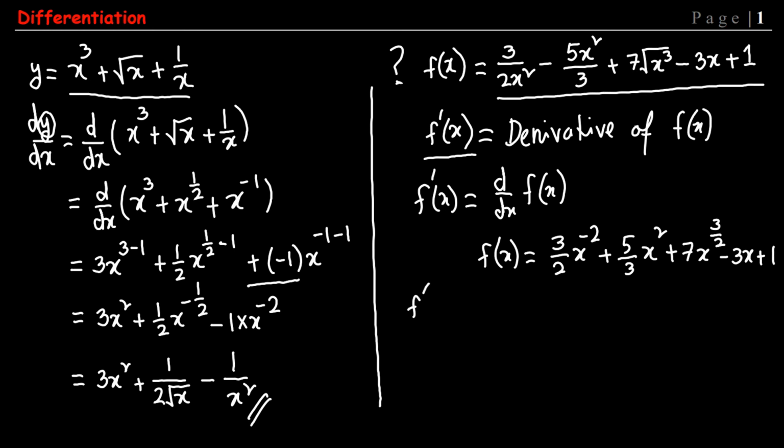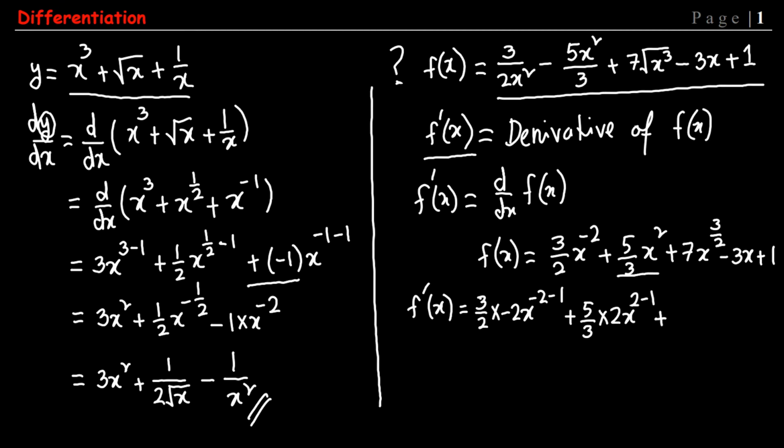f prime x, this is called the first derivative of f x. So why does the question arise about the first derivative? There is an application of the first derivative; the second derivative we will learn later. So here the first derivative means if I differentiate one time, this is called the first derivative. Let me write the expression 3 by 2 as a constant, then, according to the rule of differentiation, minus 2 x to the power minus 2 minus 1. Then the next one is 5 by 3, and we need to multiply here 2x, which is 2 minus 1. The second part we have done.